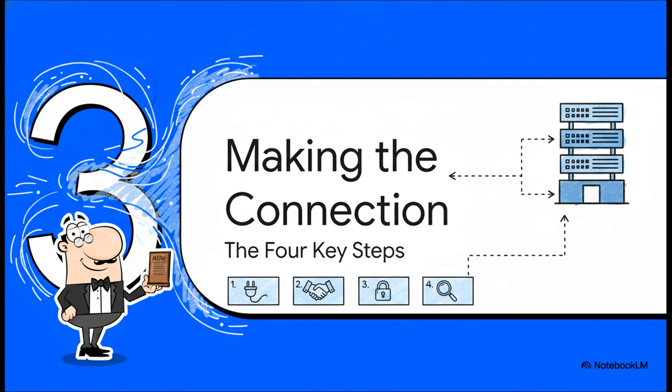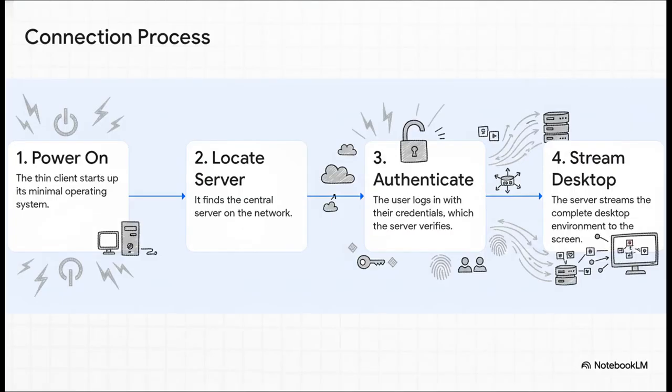Let's break down the 4 key steps that make this connection happen. It's actually pretty slick. It's this surprisingly fast 4-step dance. First, you hit the power button on the thin client. It boots up this tiny, minimal operating system in just a few seconds. Then step 2, its only mission in life is to find its partner, that central server on the network. Third, you log in with your username and password. The server checks to see who you are and makes sure you've got access. And finally, here's the magic moment. The server streams your entire personalized desktop right to your screen. It feels exactly like you're using a normal PC, but the whole thing is being broadcast from somewhere else.